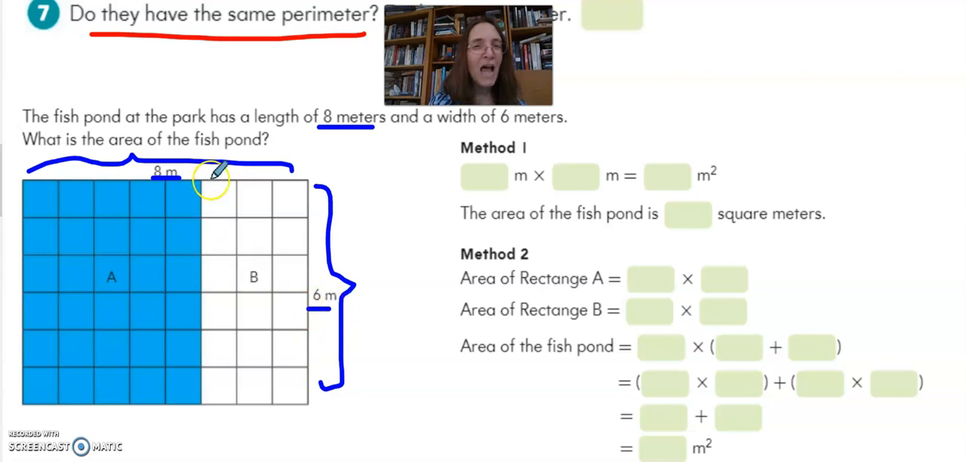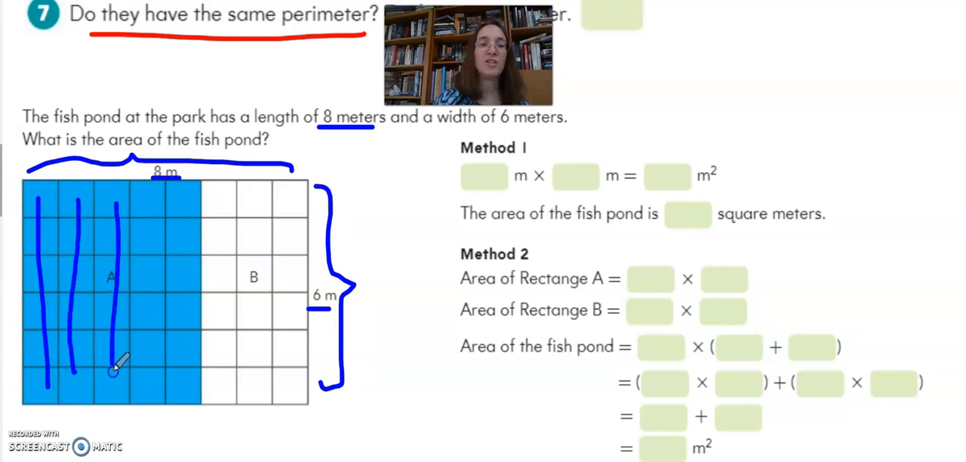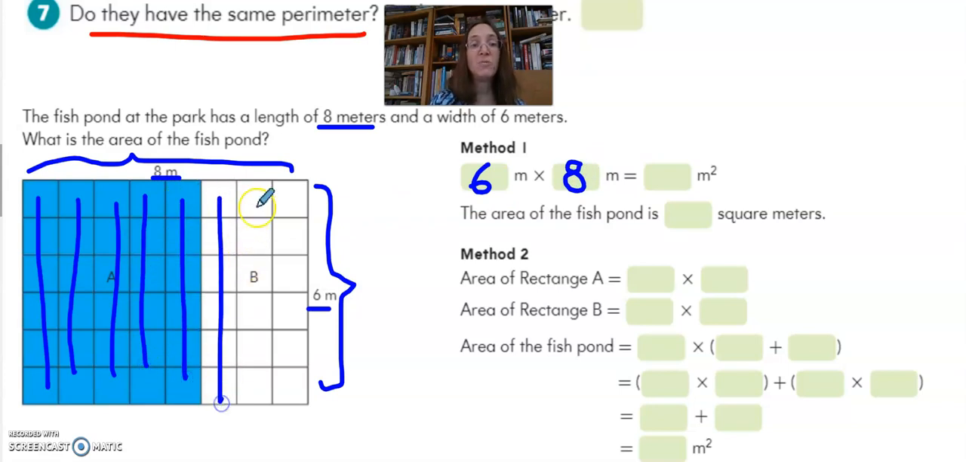So when I first looked at this, I thought just the blue part was the pond because I was thinking water. But no, it's the whole thing. I'll explain the blue and the white in just a minute. So this means that I have 8 columns of 6 squares each. And that means I could do this with multiplication. 6 for the number of squares in each column times 8 for the number of columns that I have equals 48.